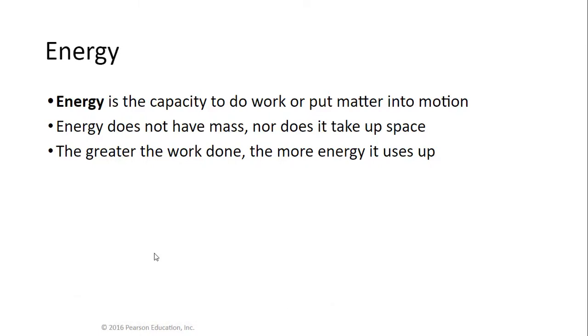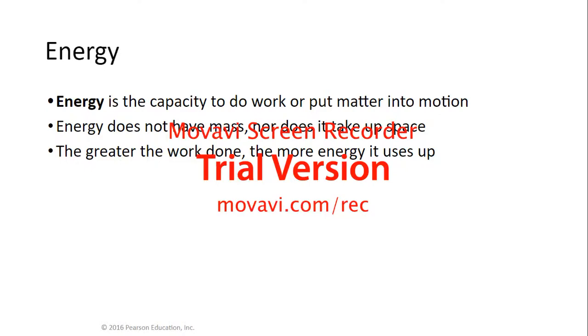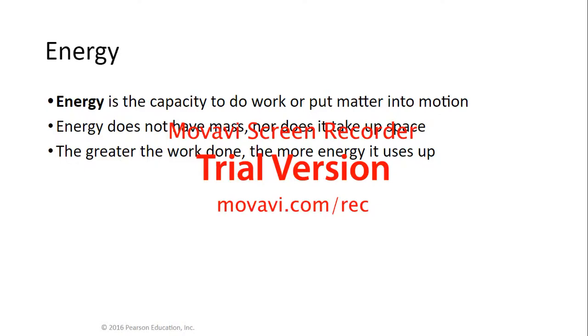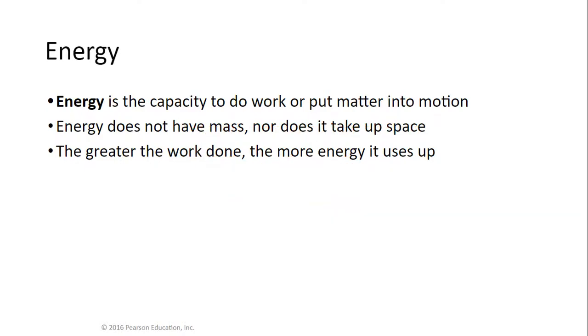And with the periodic table, you can know the energy level of the element just by knowing what row it's in. This is in the chemistry class, so you don't have to worry about that, but just understand that you know the energy level by knowing what row the element is on the periodic table. So energy is the capacity to do work or put matter into motion. Energy does not have mass, nor does it take up space. The greater the work that is done, the more energy it uses up.